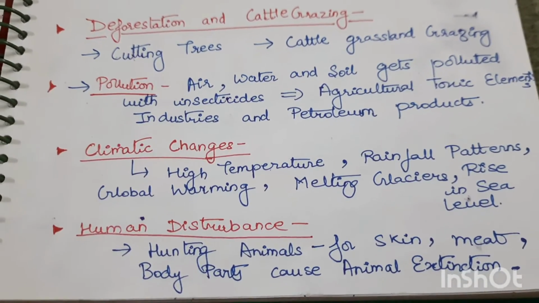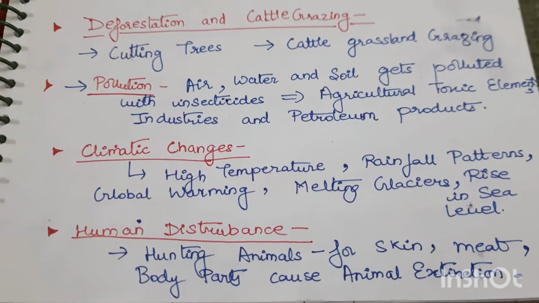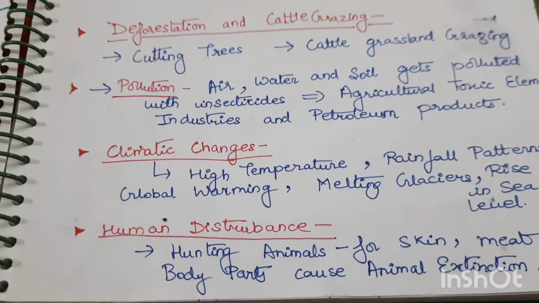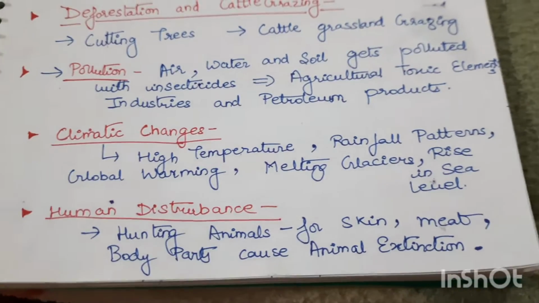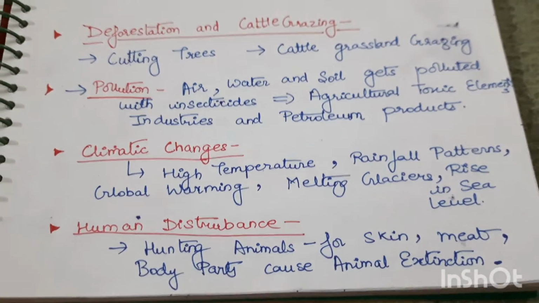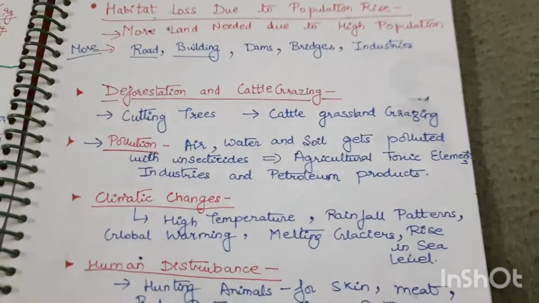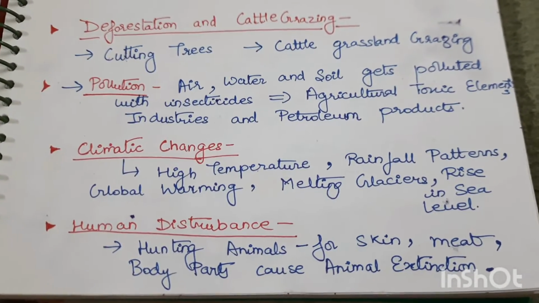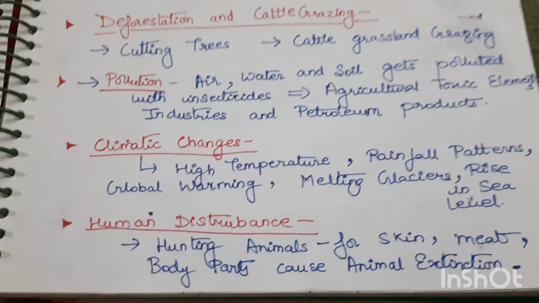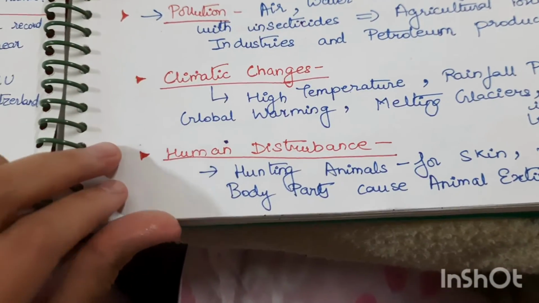Now next, pollution is a major factor. Air, water and soil are getting polluted due to agricultural toxic elements, petroleum products, landfills, waste, plastics and all. So that is causing biodiversity extinction. Climatic change, due to high temperature, changing rainfall patterns, global warming, what is happening? Melting of glaciers is occurring, rise of sea level is occurring, the temperature is rising, and due to this the biodiversity is being pushed near the verge of extinction. Now human disturbance is also a cause, like hunting and poaching animals for our use. We use animals for skin, meat, body parts, which causes animal extinction. So human disturbance is causing biodiversity extinction.